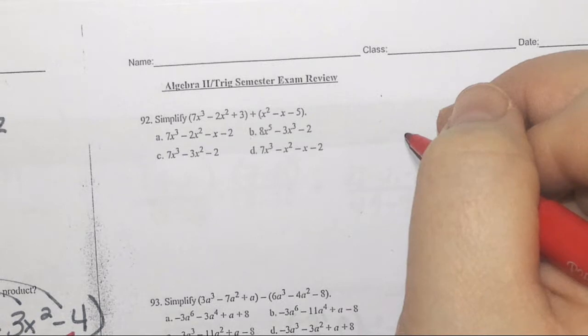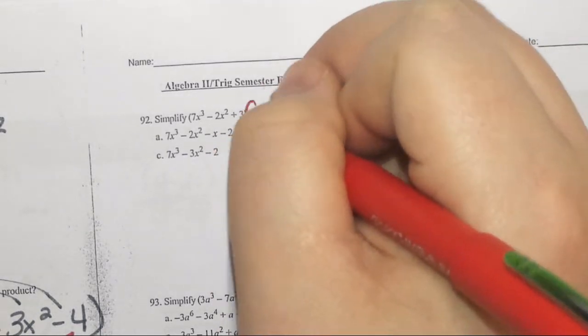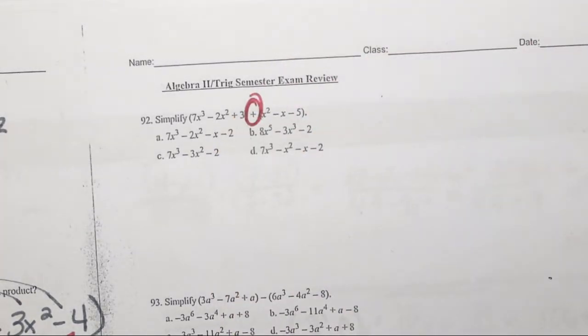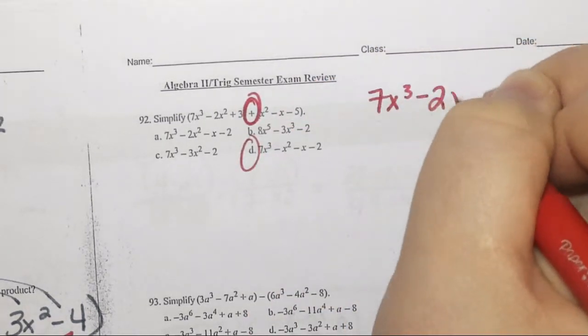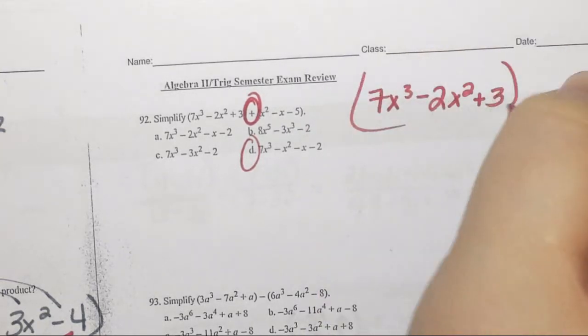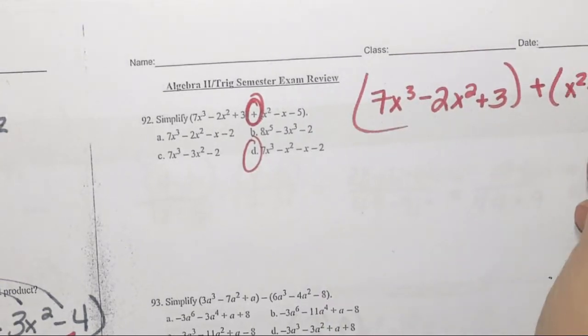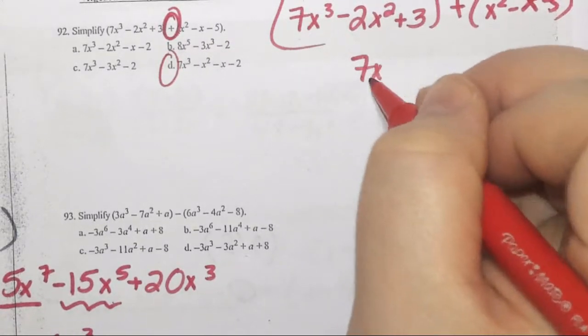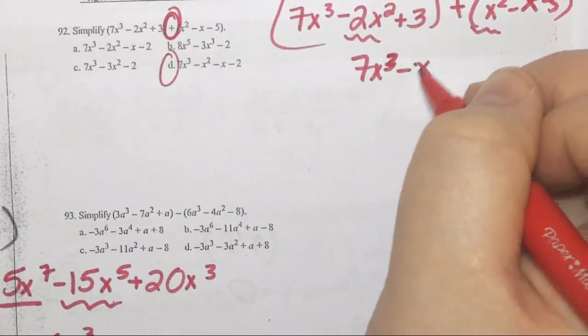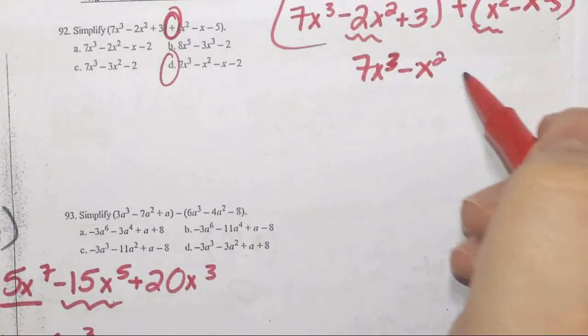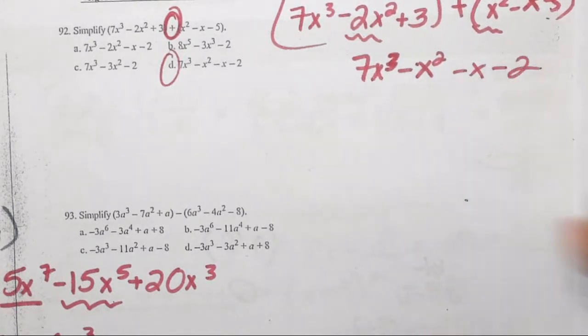Did you see B? Did you see that plus sign in between? Oh God! Wow. If not, yeah, I don't think you did because you were trying to distribute. It is, Gilberto. 7x to the third minus 2x squared plus 3 plus x squared minus x minus 5. So 7x to the third, minus 2 plus 1 would be minus x squared. Minus x, 3 minus 5 is minus 2. He's correct, it's D.